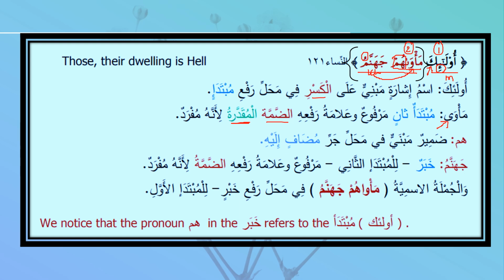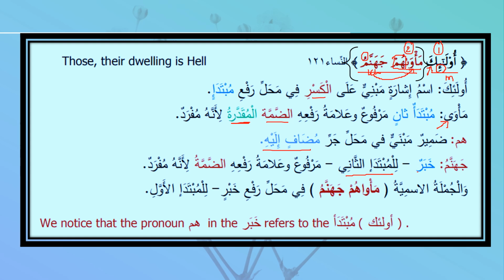Hum is a damir that is attached with mawa, and it's a noun. So we know that when a damir is attached with a noun, it falls in the position of mudaf ilayh. It forms an idafa with the noun. So the damir is in the mudaf ilayh position. Jahannam is the khabar. For whom is it the khabar? Li mubtada thani, meaning for the second mubtada, meaning Jahannam is the place of dwelling, the place of staying for the kafiruns, and it's in the marfu case. It has raf dhamma li'annahu mufrad.